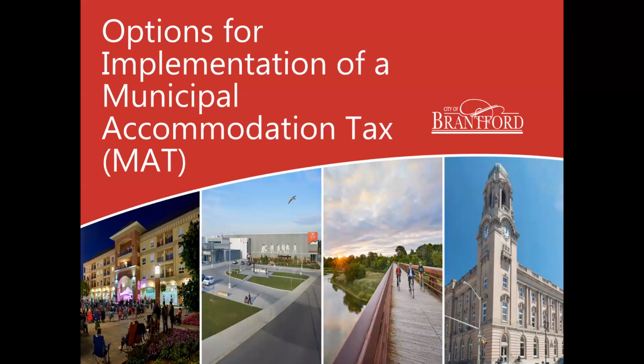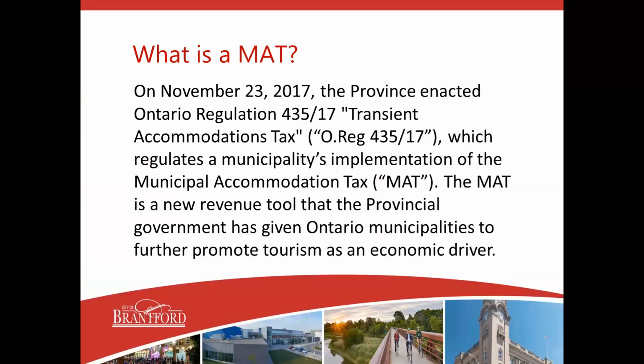I just wanted to provide kind of a high-level overview of the report, as there was a lot of information and a lot of kind of technical details. So we'll start at the beginning with what is a MAT. A MAT is a mandatory municipal tax that's paid on roofed accommodations. Travelers must pay the amount that is stipulated by the municipality. So this is not an optional fee like a destination marketing fee. Many municipalities in Ontario have implemented a MAT to date, and majority are implementing at a 4% MAT rate.